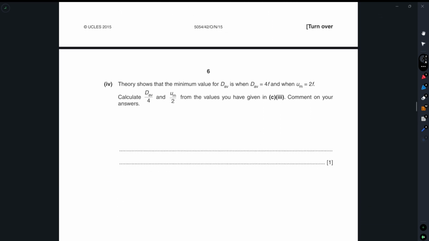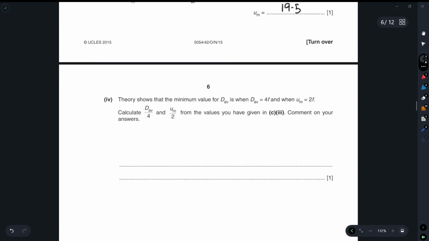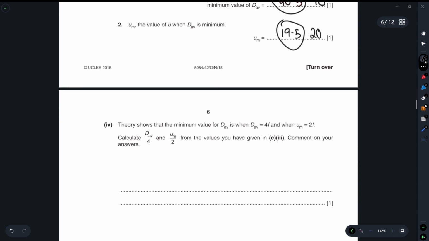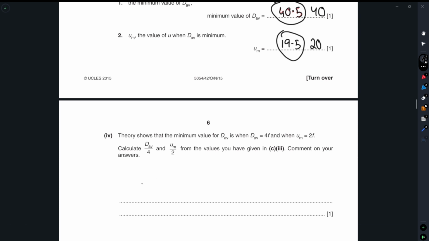Theory shows that the minimum value of DAV is equal to 4F and UM is equal to 2F. So minimum value for DAV. Okay, let's see. The next question makes sense, and I'm just going to take this as 40 and this as 20. So divide by 4. So 40 is equal to 4F, F is equal to 10. And UM, the minimum value of U, is 20, which is equal to 2F, and F is equal to 10.